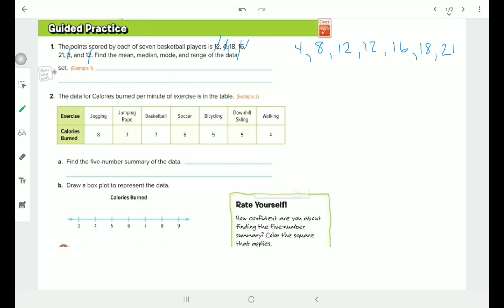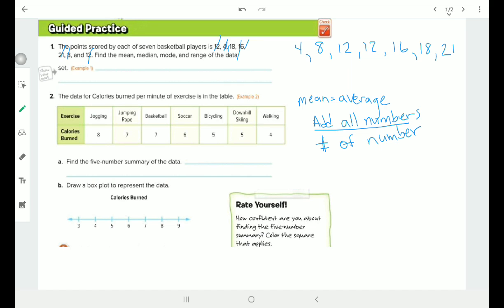So now we've ordered our data least to greatest, and we have a set of things we need to find. First, we need to find the mean. Whenever you hear the word mean, mean equals average. So we're trying to find the average of the data. In order to find the average, we have to add all of our numbers and divide by the number of numbers, however many data points there are.